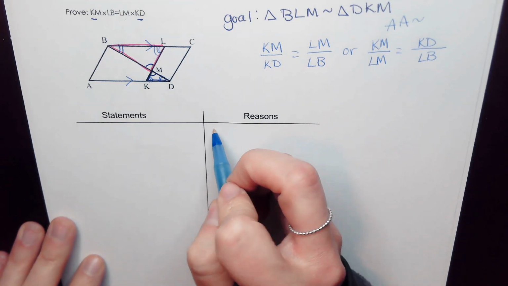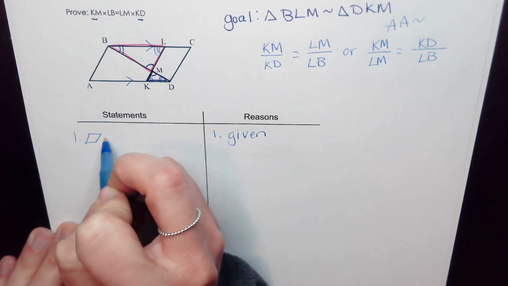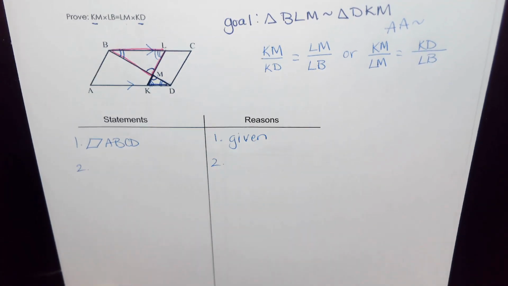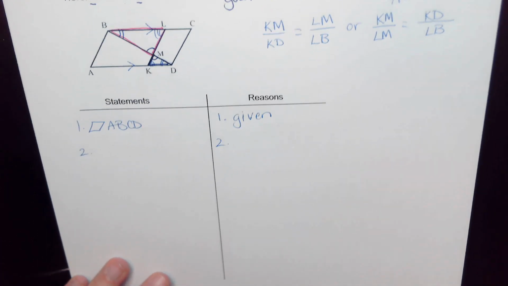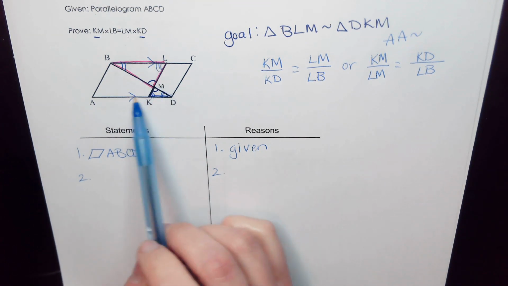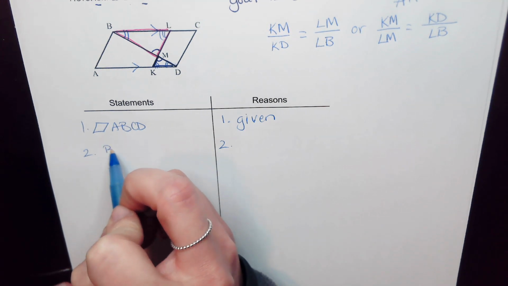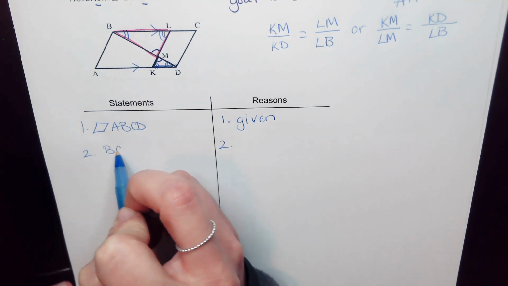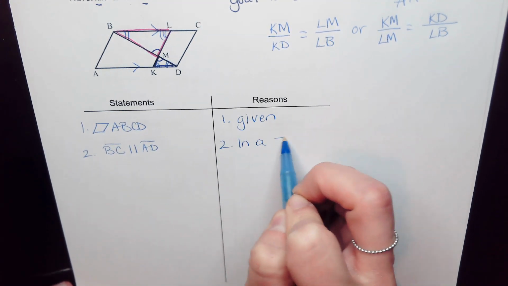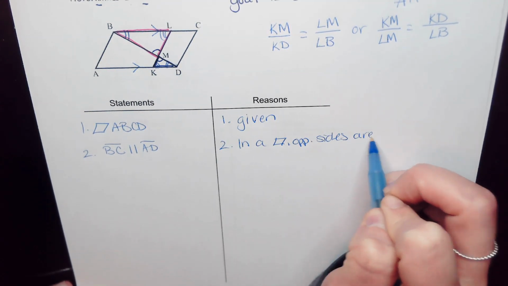All right, so let's go ahead and write this out. So we've got our given. We're given parallelogram ABCD. And now I need to get the triangles to be similar to each other. So again, we can use vertical angles, or we can just use our alternate interior angles. But in order to get those alternate interior angles, I need to state that my segments are parallel to each other. So segment BC is parallel to segment AD, because in a parallelogram, opposite sides are parallel.